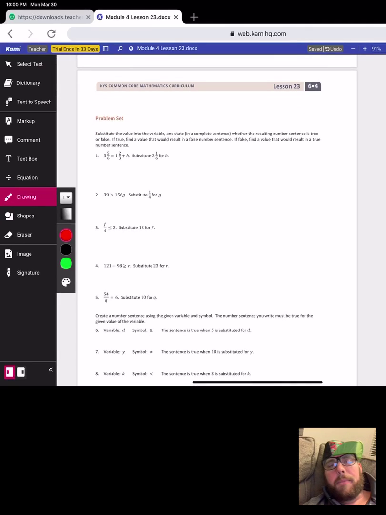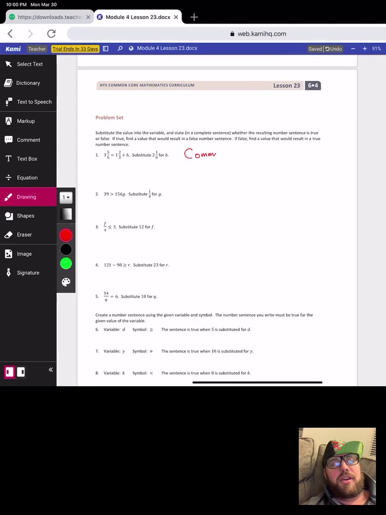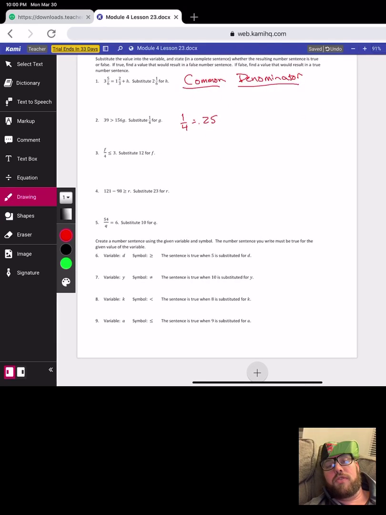Okay, so I'm going to do a couple examples of the problem set with you. If you look, numbers 1 through 5 is just the same thing. Please, on number 1, make sure you find a common denominator. That's really going to help you. Okay, common denominator. So think common denominator would be 6. Okay, look at number 2. I'm just telling you 1/4 equals 0.25. Okay, because you could use a calculator to help you, but it's a lot easier to type in 0.25 in a calculator.